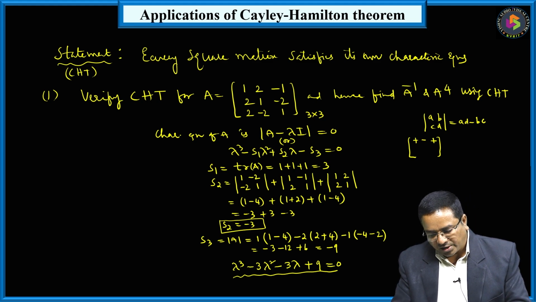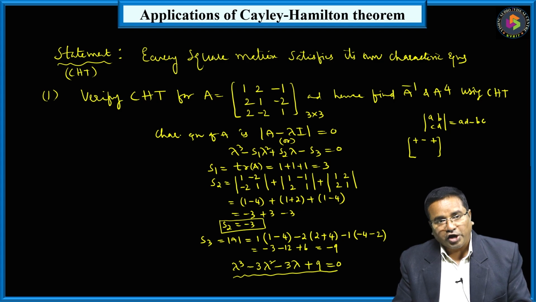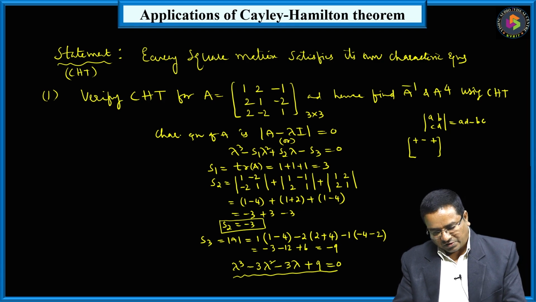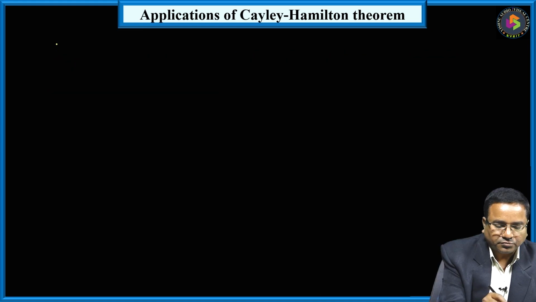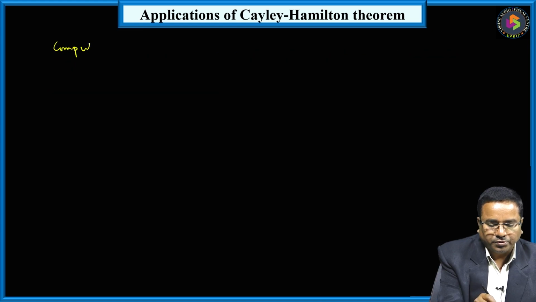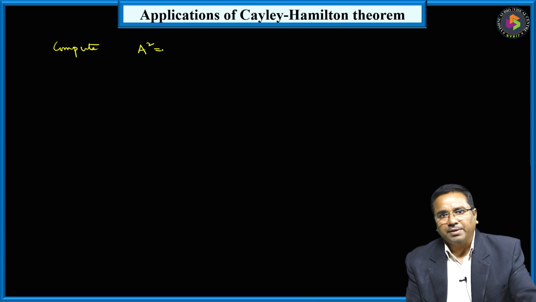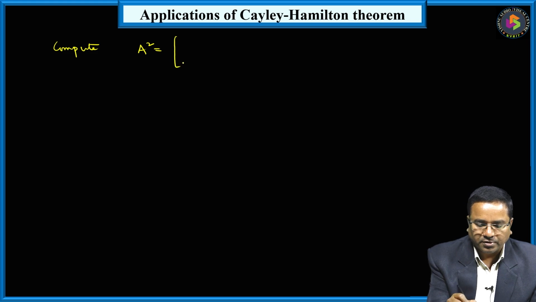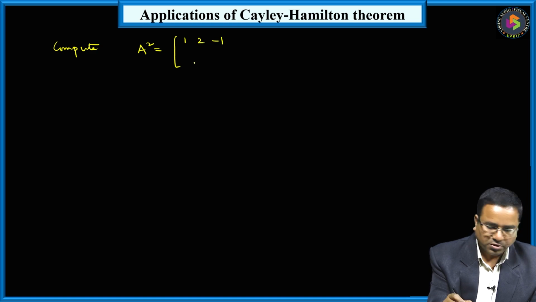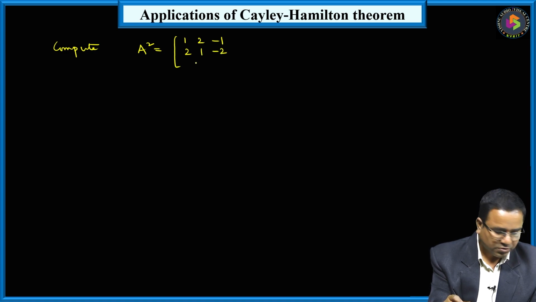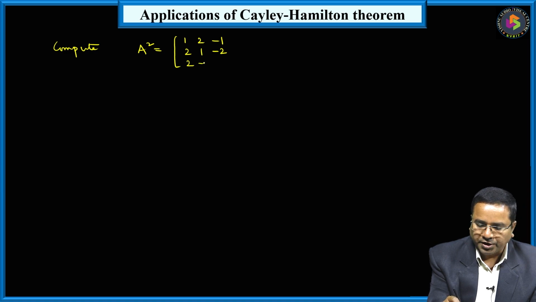So for that, what we require? We require A square, we require A cube. Already A we have. Now compute whatever the values we require for this equation. First we have to compute A square. Then how to get A square? A times A. So this we have the A. The A matrix is 1, 2, minus 1, 2, 1, minus 2, 2, minus 2, 1. This is A.